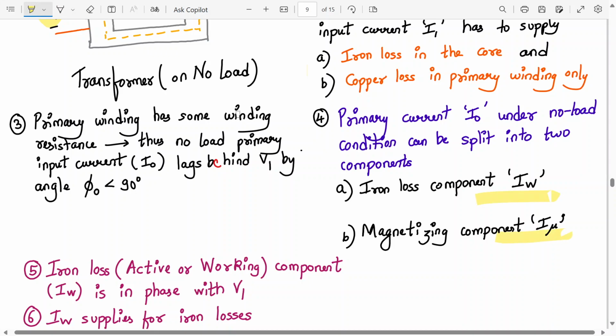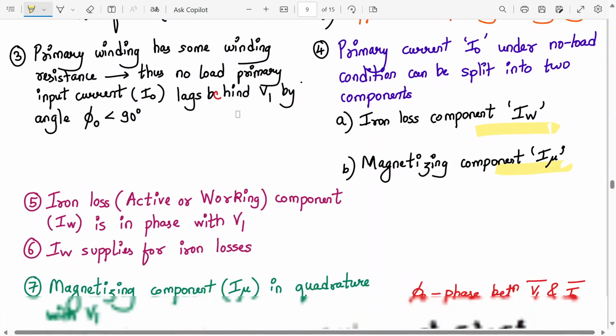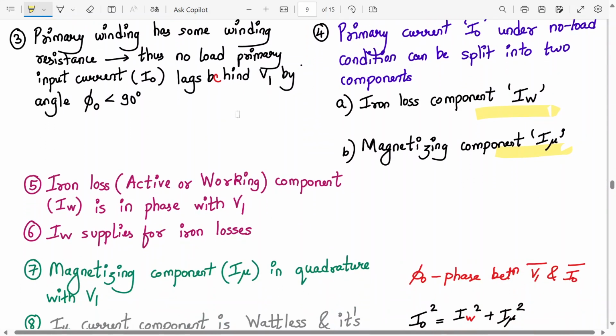Alright. Now let's see what are these things. Iron loss will be active or a working component. That means IW will be in phase with V1, and IW also supplies for the iron loss. Whereas the magnetizing component, I mu, is in quadrature with V1. So where phi naught is the phase shift between V1 and I naught.